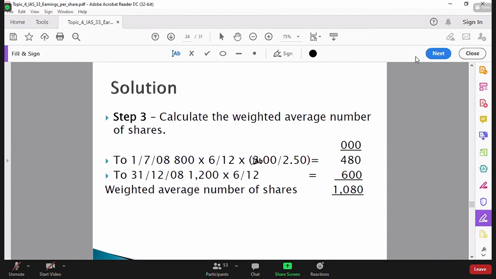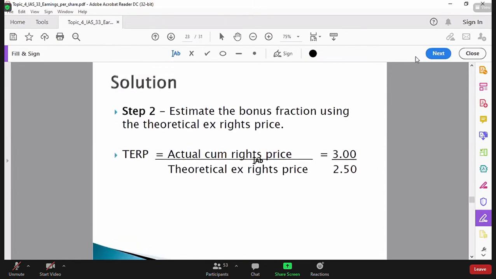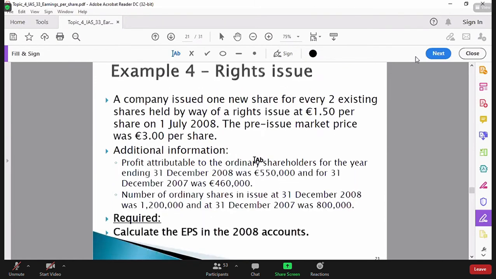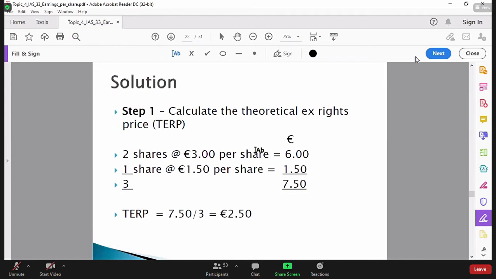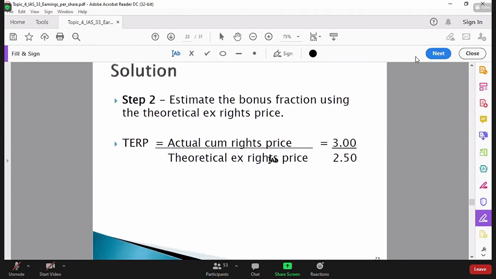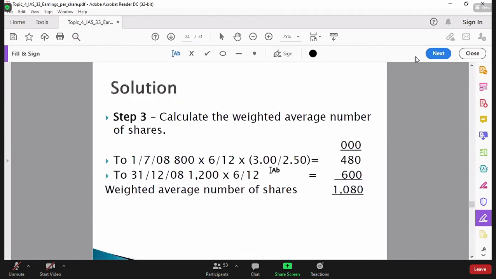Okay, now here you need to look at the accounting period of the question. The accounting period of the question here ended 31st December 2008, and then the rights issue happened on 1st July 2008. So from January to July, it is 6 months. So you have up until 30th June, or 1st July 2008.